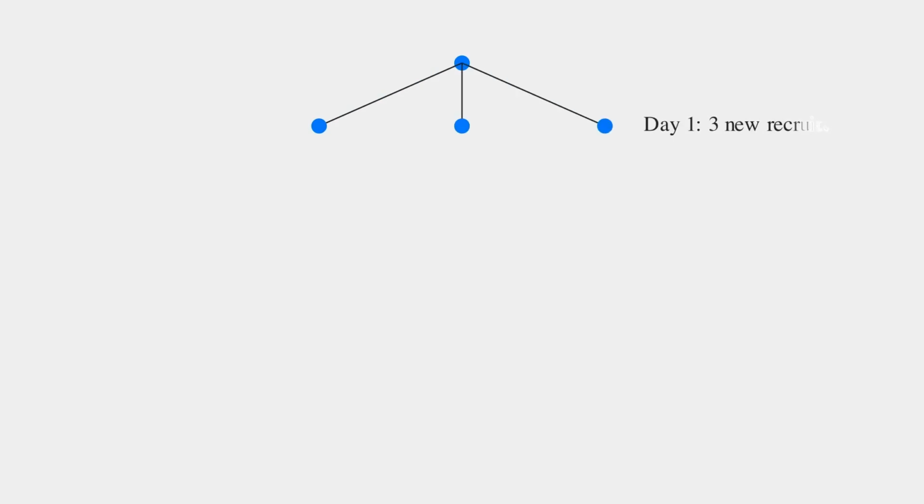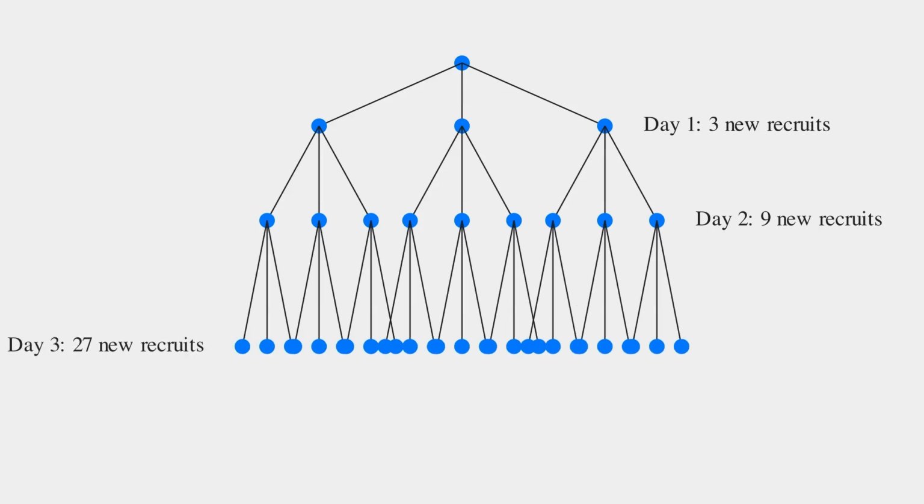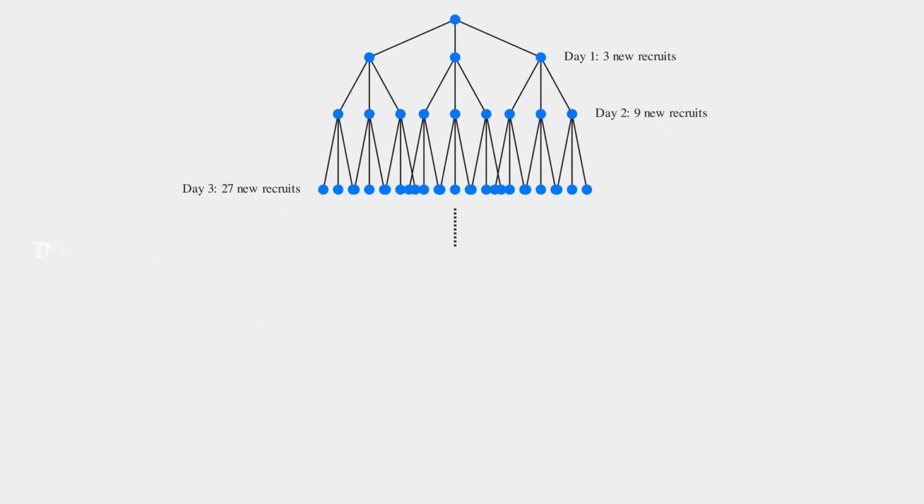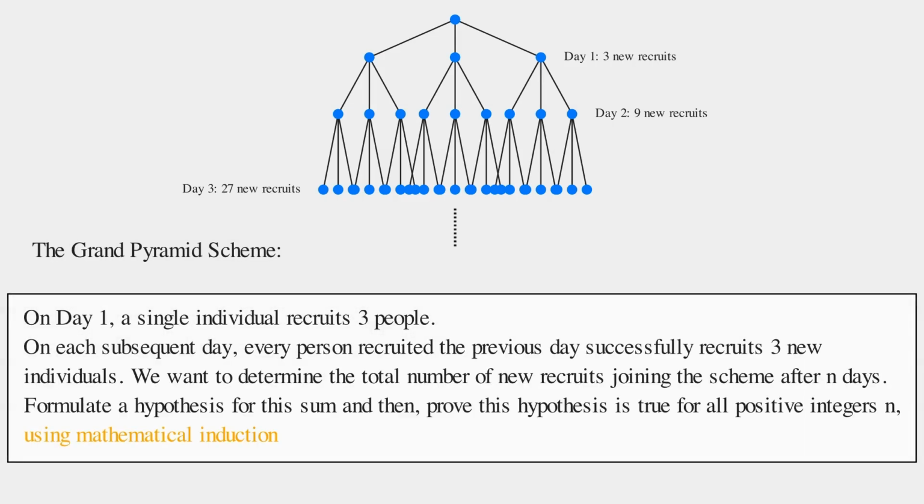Imagine a new rapidly growing online scheme. On day one, a person recruits three others. The next day, each of those three new recruits three more people, and this pattern continues. The number of new recruits joining the scheme each day grows incredibly fast. On day one, there are three new recruits. On day two, there are nine new recruits. On day three, we have 27.